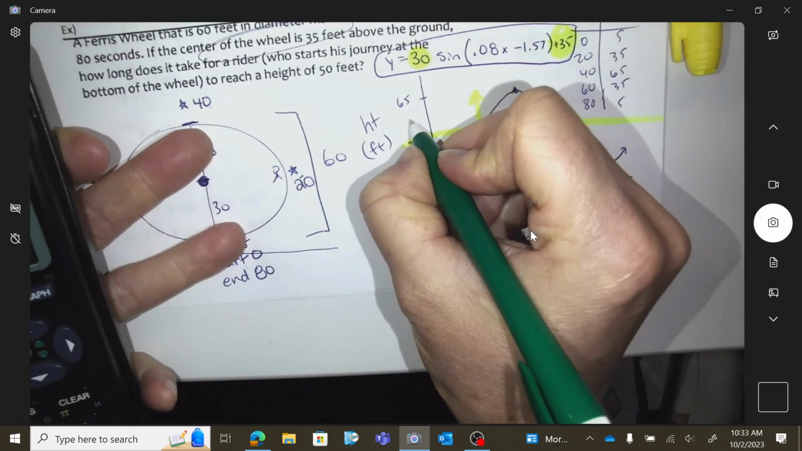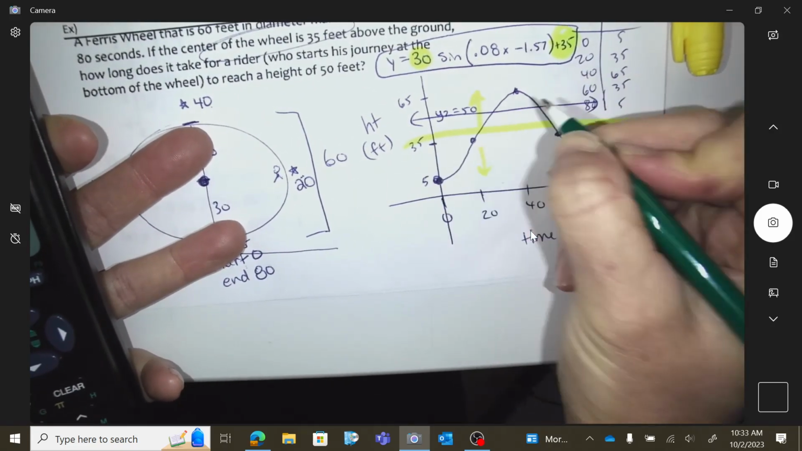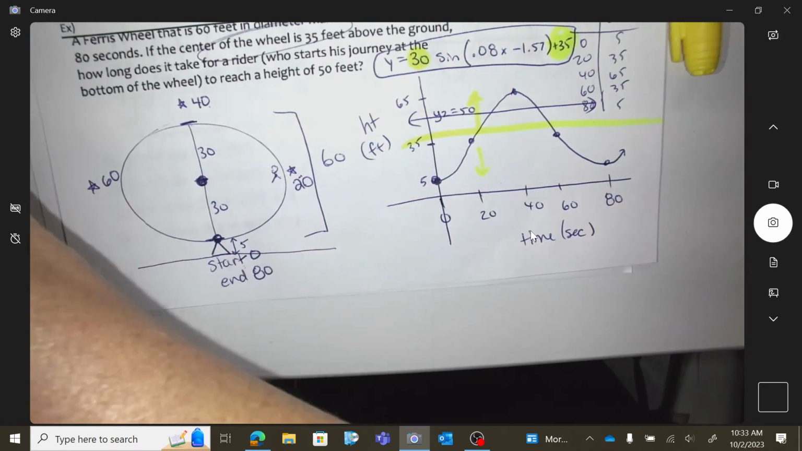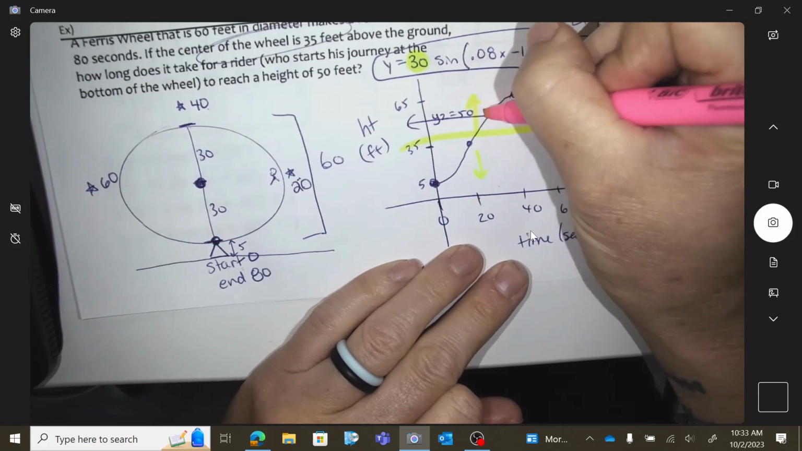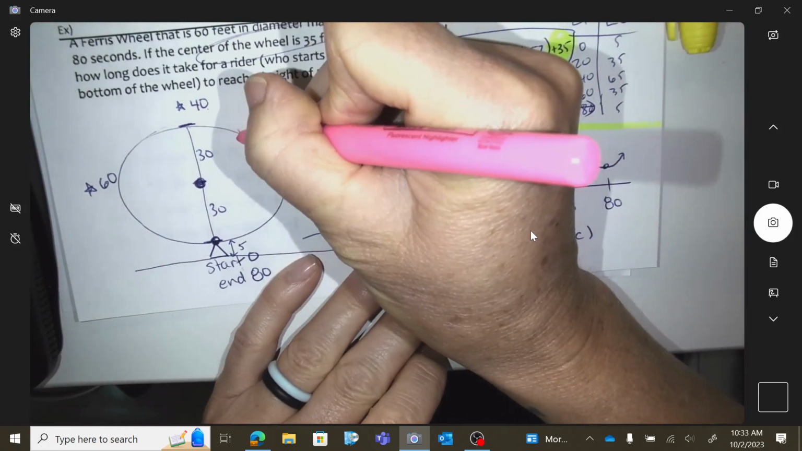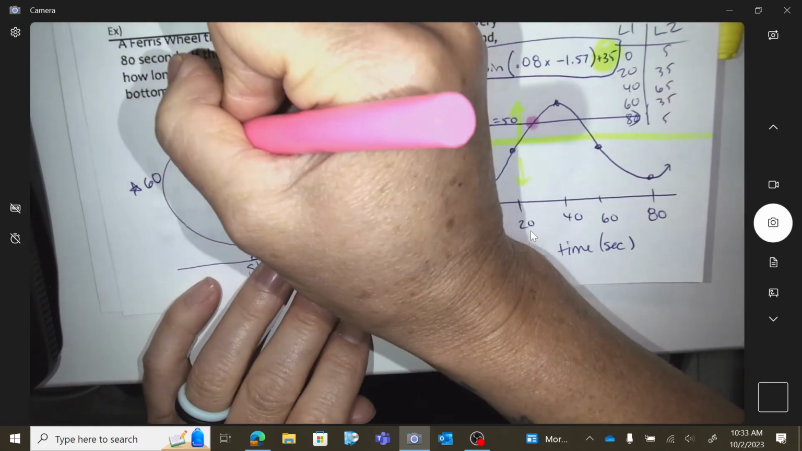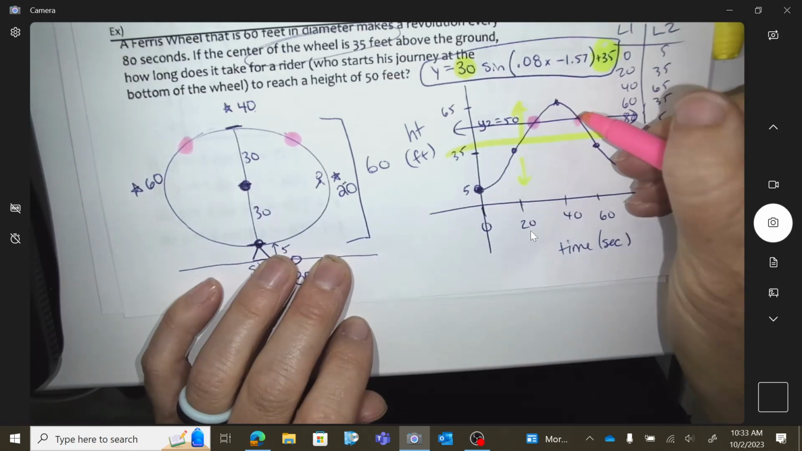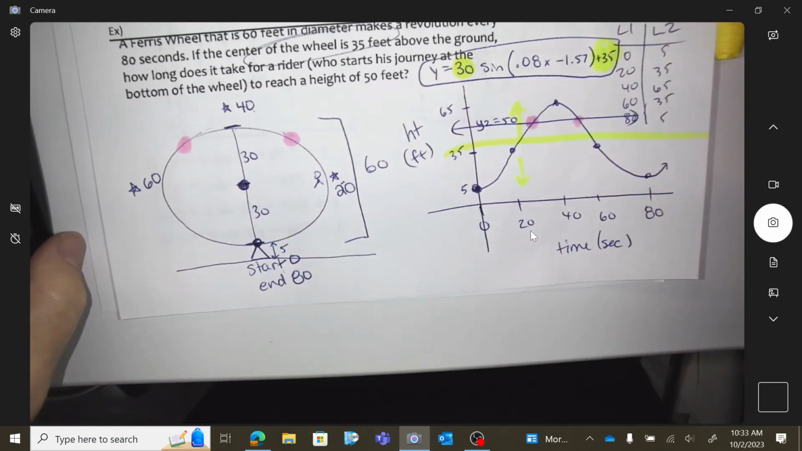So I'm going to do a Y2. So we're going to have two answers. We can say it took this long for them to get to 50 on their way up, and then it can take them this long to get to 50 when they are on their route down. Does that make sense? On their way up, and then one time they'll hit it on their way down.